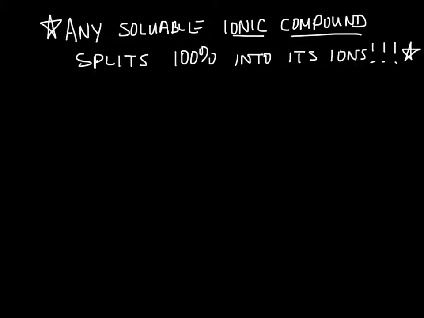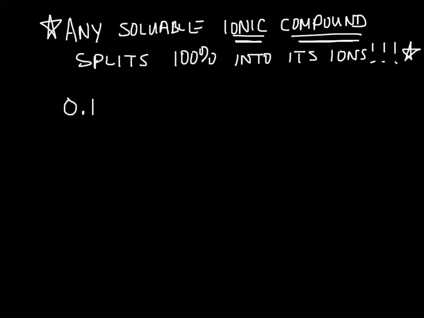Let's remember, this is really important, any soluble ionic compound splits 100% into its ions. It must be an ionic compound or a strong electrolyte. We're going to use them kind of synonymously. Let's do another example because I want to show you what happens when we don't have a 1-to-1 stoichiometric relationship.